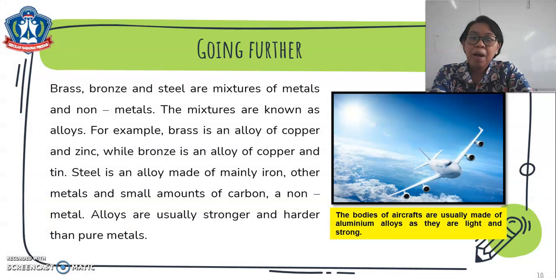Going further, brass, bronze, and steel are mixtures of metals and non-metals. The mixtures are known as alloys. For example, brass is an alloy of copper and zinc, while bronze is an alloy of copper and tin. Steel is an alloy made of mainly iron, other metals, and small amounts of carbon and non-metal. Alloys are usually stronger and harder than pure metals. So we have here an example. The bodies of aircraft are usually made of aluminum alloys as they are light and strong.